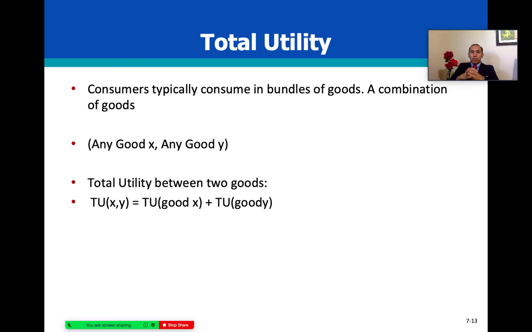Consumers typically consume a combination of goods and services, which is known as a bundle. The combination of goods is any good X and any good Y. When you have those two goods, you find the utility of each good, add them together, the total utility of one good and the total utility of the second good, and provide the total utility combined in order to give you the highest utility, the optimal bundle.